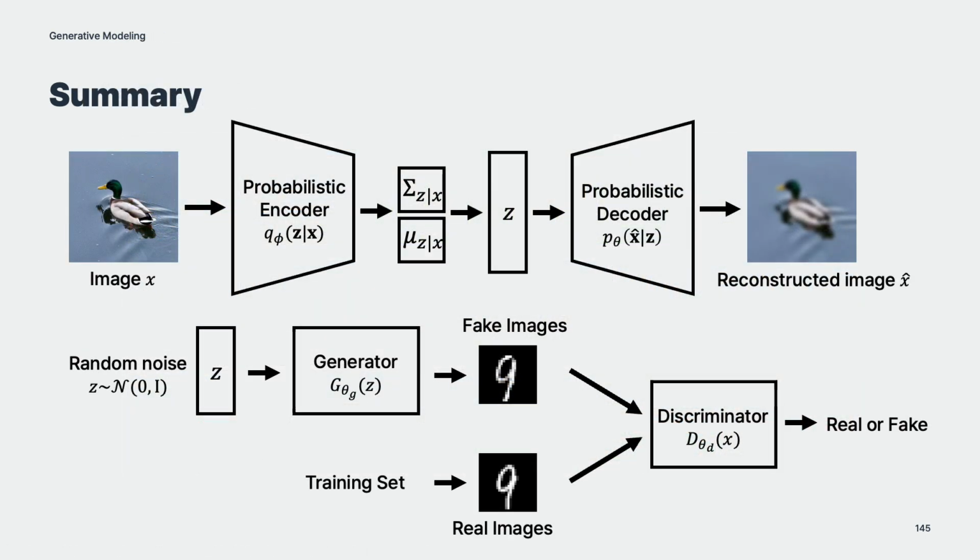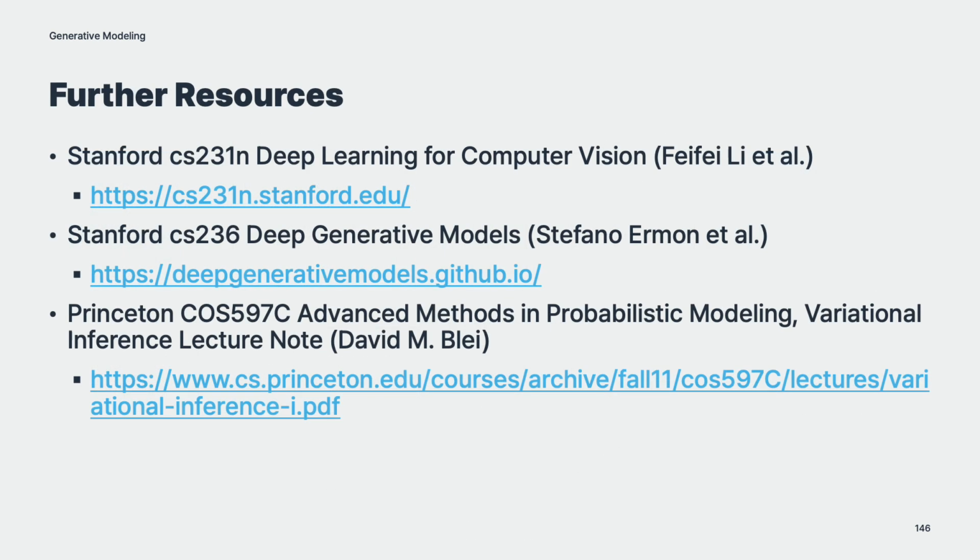Alright, that wraps up today's seminar. We briefly explored the idea of generative modeling and looked at three major approaches: autoregressive models, VAEs, and GANs. If you're interested in learning more, here are some recommended resources. Much of today's contents were inspired by these works.